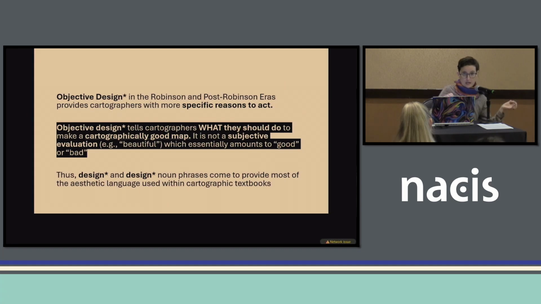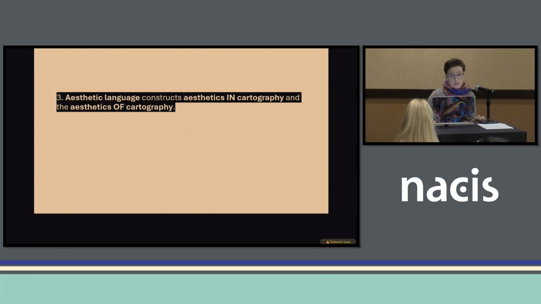And especially in the context of writing a textbook, where you're trying to present the principles of a discipline, you're providing the values that you're wishing to reproduce in your practitioners. This is very important. It also makes it easier to understand, or signposts the identity of a discipline, which was very important, again, in response to challenges from fields like GIS. And so my last point here is that aesthetic language constructs aesthetics in cartography, whether or not we realize that we're using aesthetic language, but it also constructs the aesthetics of cartography as a discipline.